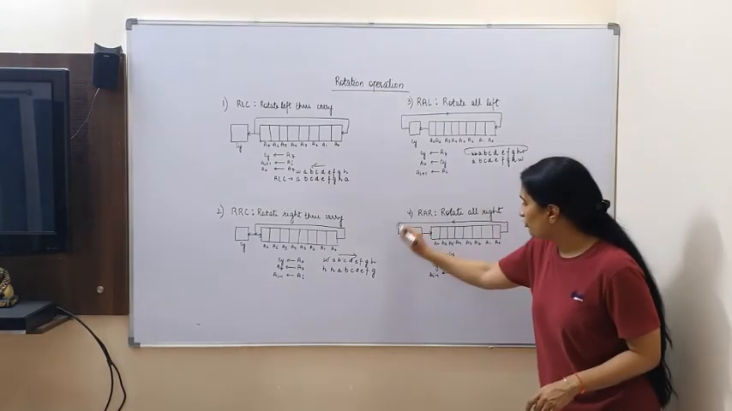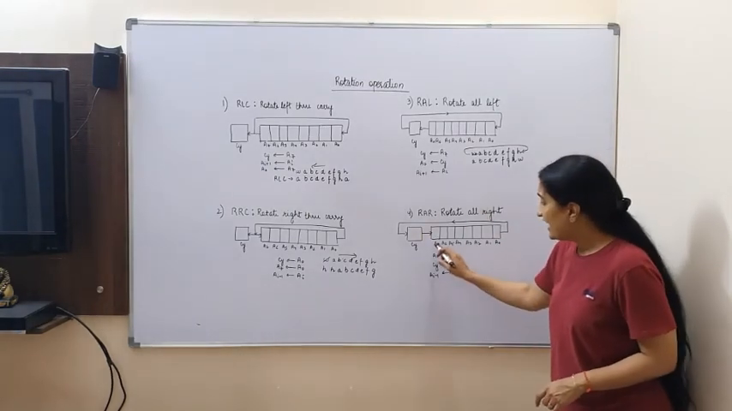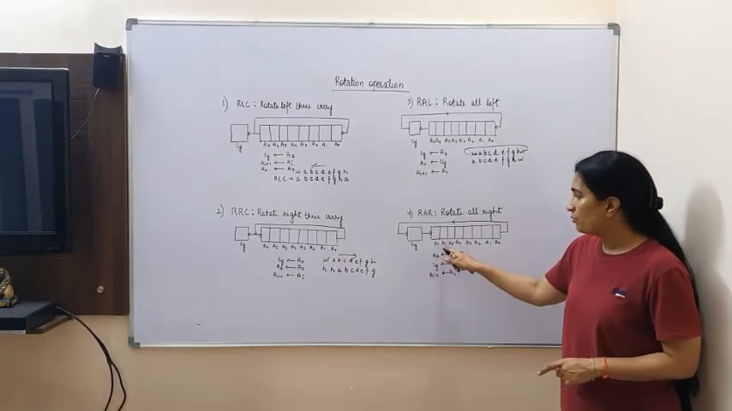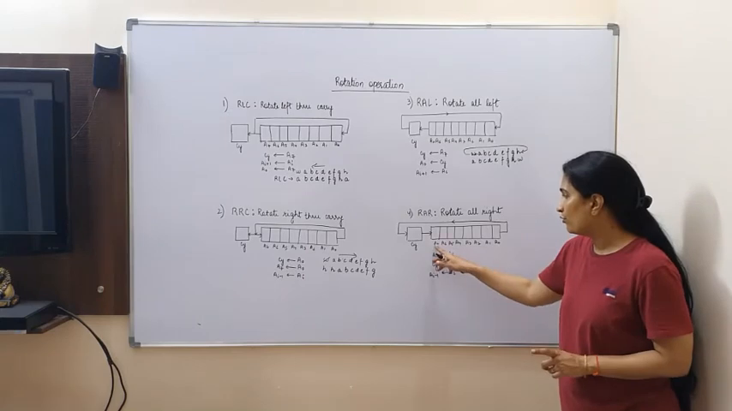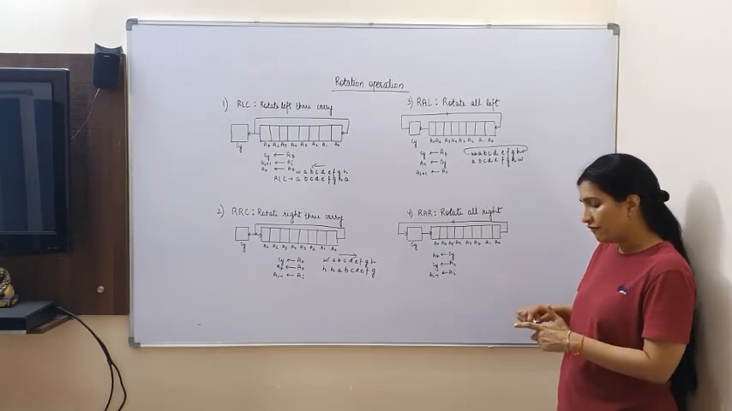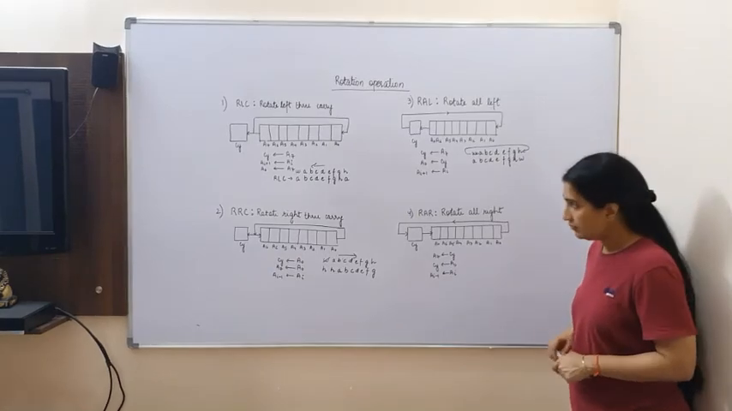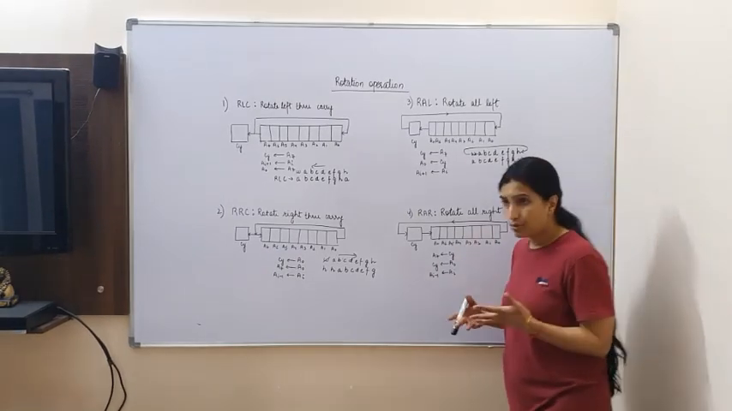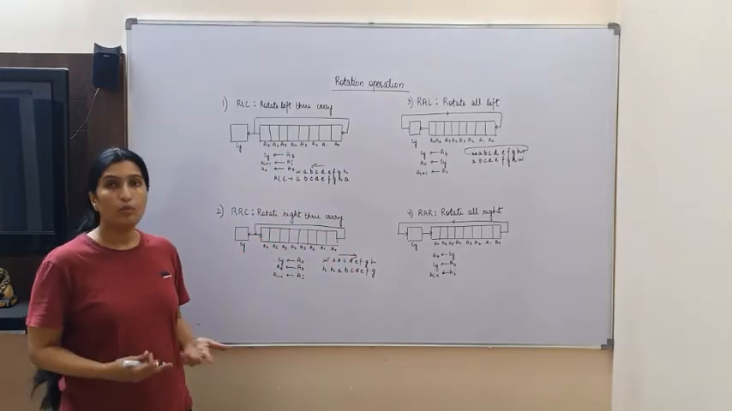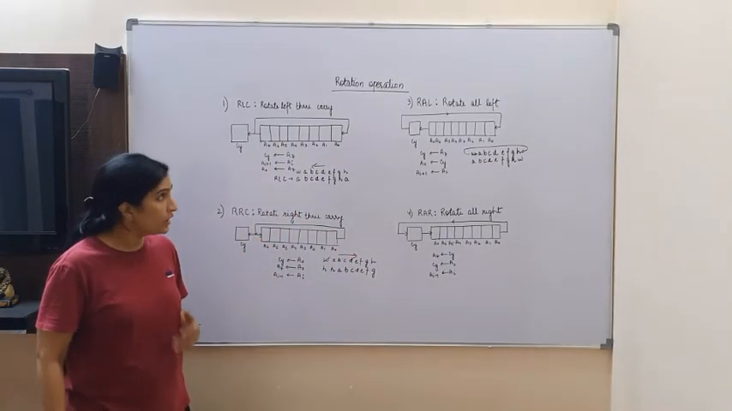A0 will be moved on to carry, and A(i+1), A7 will be moved to A6, A(i) will be moved into A(i-1), A7 into A6, A6 into A5, so on and so forth. This instruction can be used in networking, and it can also be used for multiplication or division.